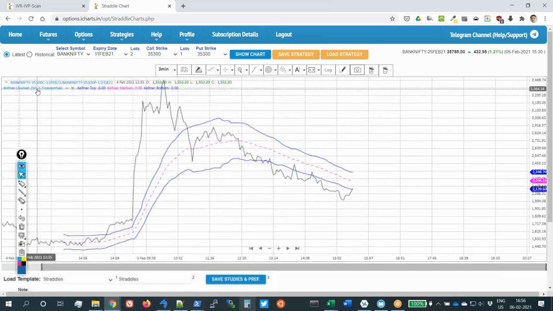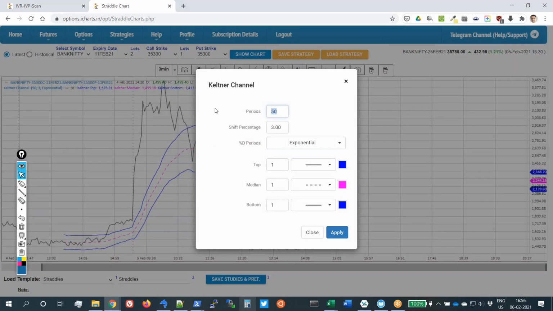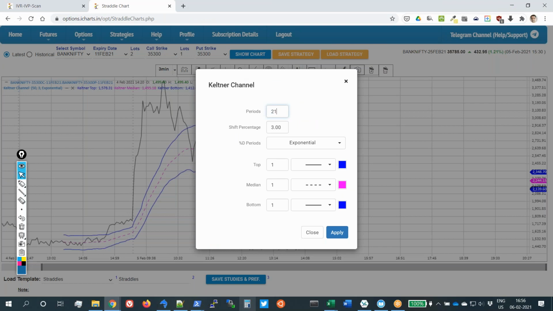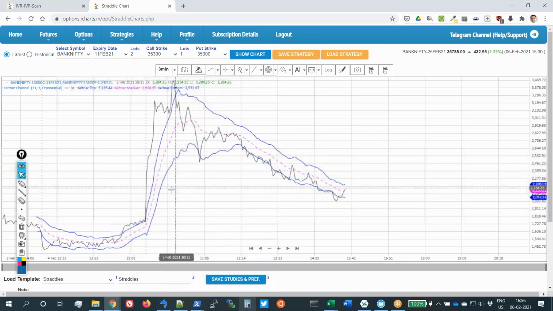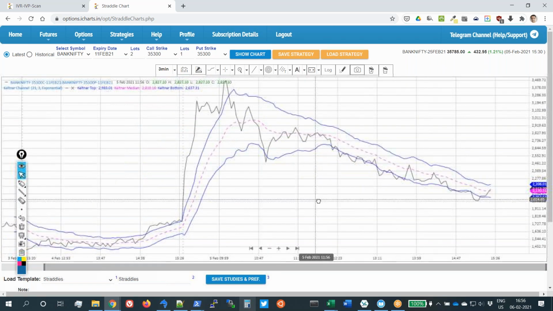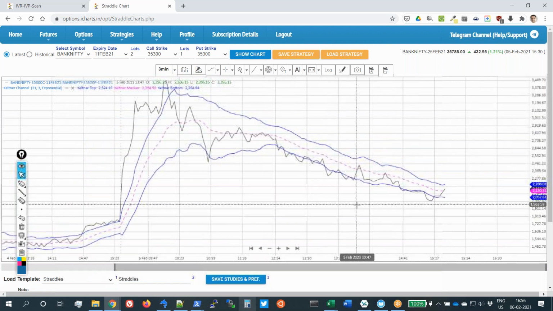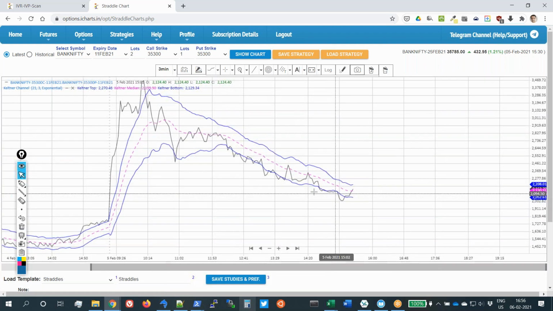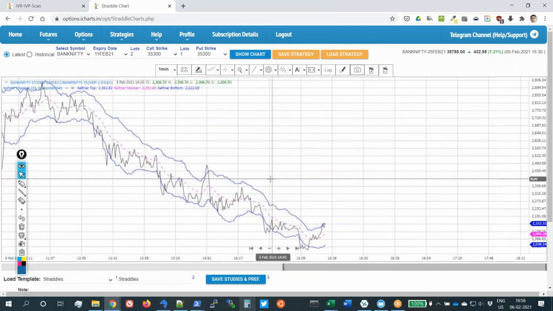You can still reduce this also to 21 for intraday. Positional, I take 50. You can even experiment with 20. Even this is fine. The only thing you need to keep in mind is this should not go above this channel. So as long as it is going down, then you can short this. I can give a better explanation over here.